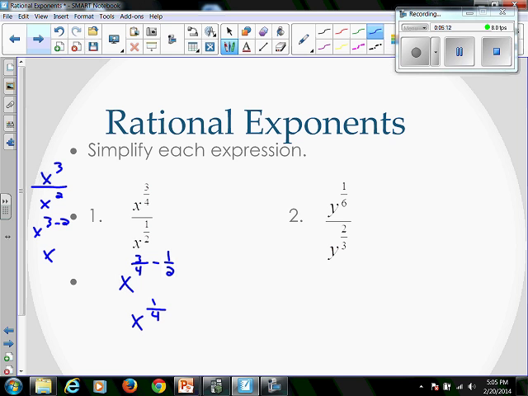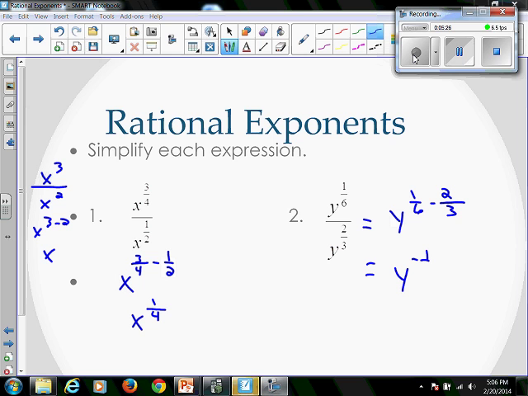Second problem here. Let's just subtract our exponents. So 1/6 minus 2/3. So we get negative 1/2. If we remember back to laws of exponents, we can't have a negative exponent. So what do we need to do? Same thing as we did with laws of exponents. We make the exponent positive and we move it to the denominator.